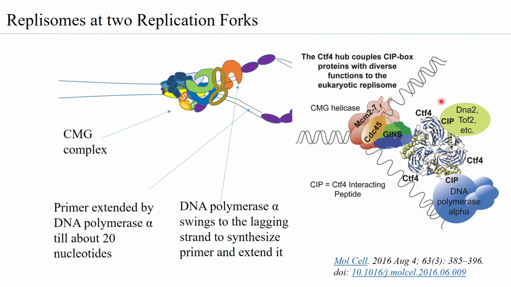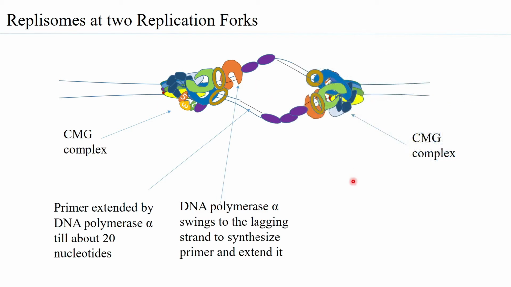So it can go from here to here, and you can see the CIP box is always connected to the CTF4. This is extremely important, and it allows the swinging of the DNA polymerase alpha from the leading strand to the lagging strand. What has been observed is that the DNA pol alpha is generally associated with the lagging strand itself.